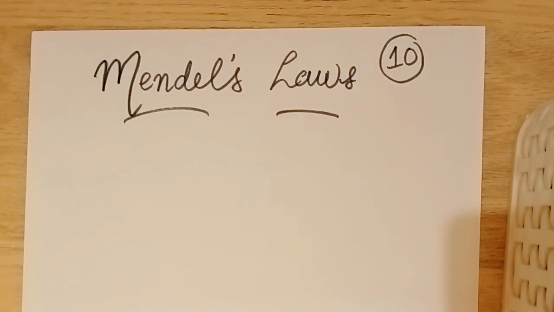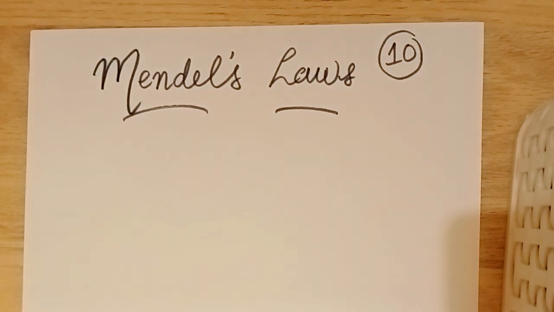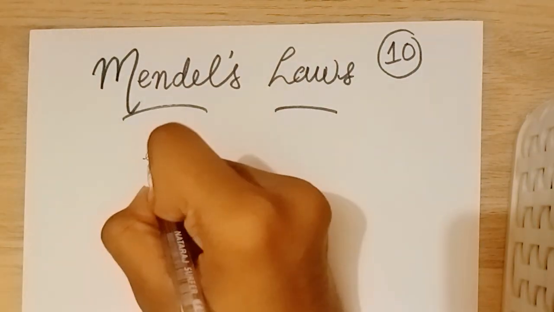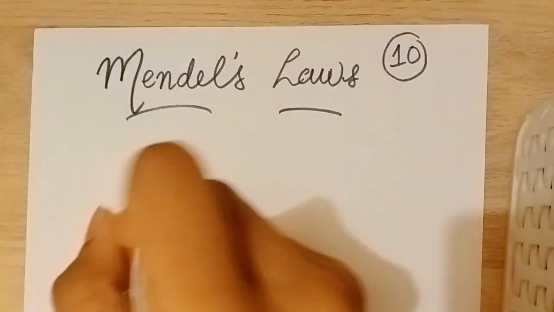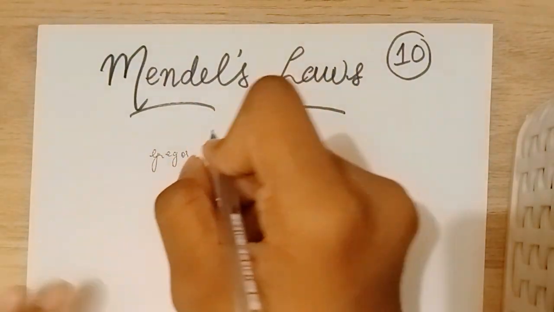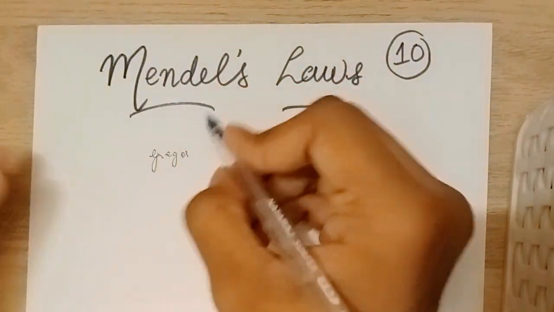Mendel's laws from grade 10. Firstly, who is Mendel? Gregor Mendel, being his full name, was a scientist who studied pea plants to understand how traits are passed from parents to offspring.